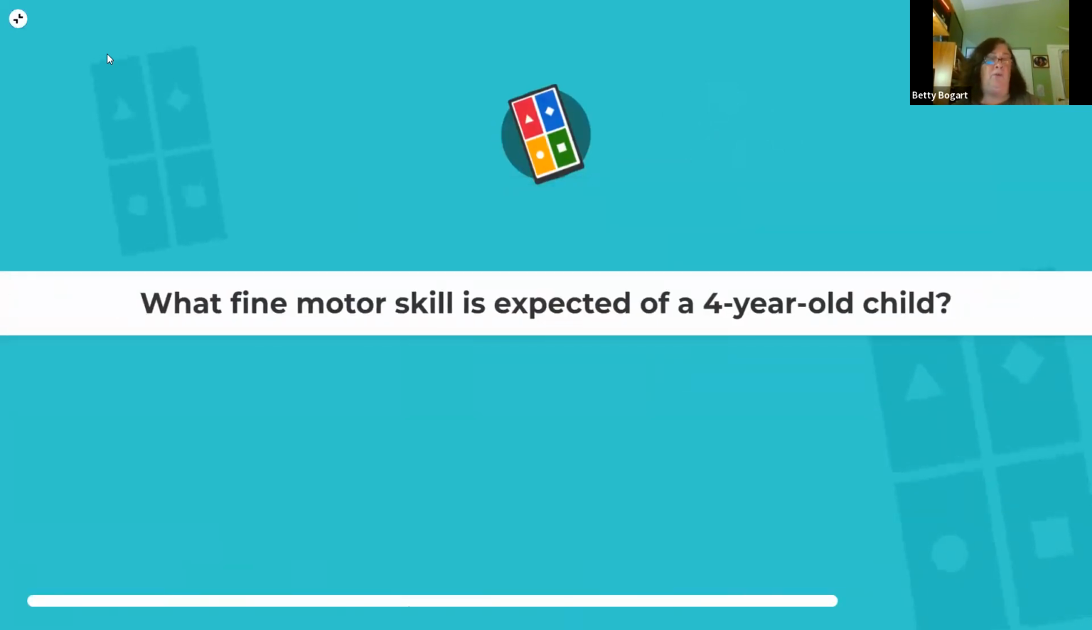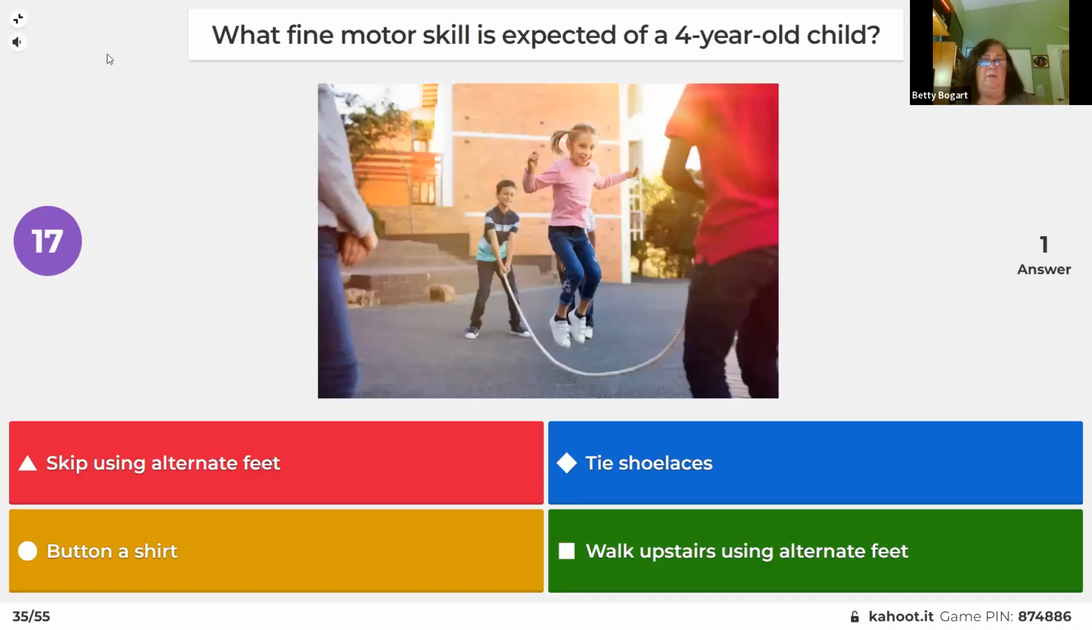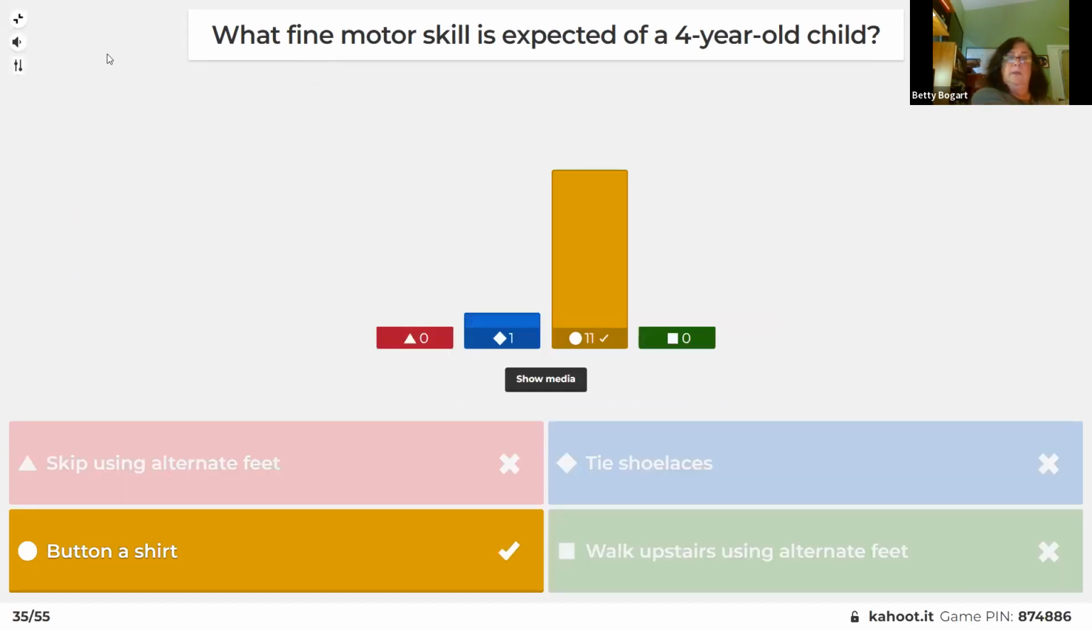What fine motor skill is expected of a 4-year-old? Fine fingers. And that's, they should be able to button their shirt. Those are fine motor skills. Very good. I think tying their shoelaces is by 5. Skipping using alternate feet. This is now gross motor, and then walking. Those are gross motor.